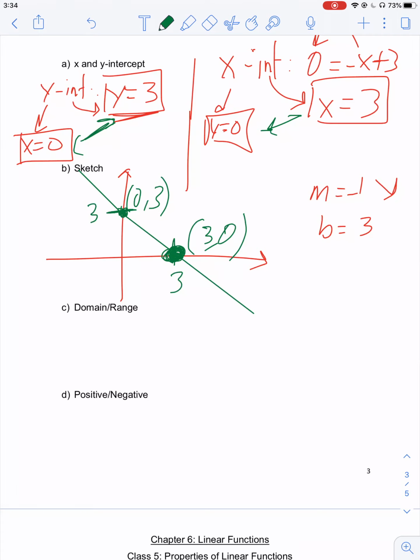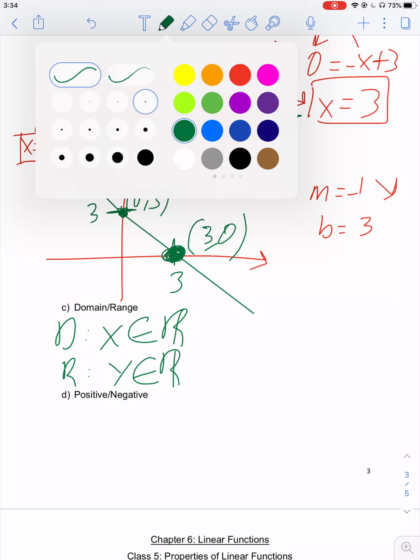So again, the domain is from minus infinity to positive infinity. There's no restriction on x, so x belongs to all the real numbers. And my range is, let me just stick with green, my range is y belongs to all the real numbers. I've shown you in the first example, and if you want, you can put the negative infinity, positive infinity notation. It's whatever makes you comfortable.